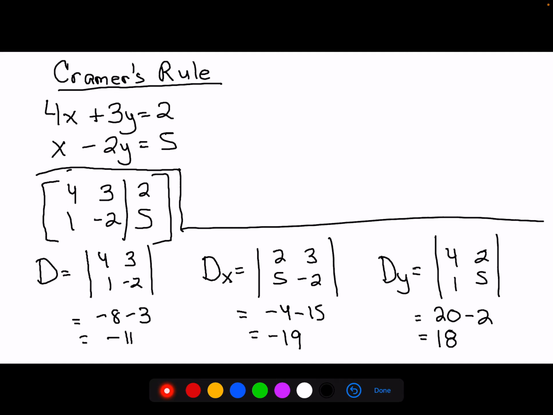So notice that the initial capital D, that matrix, we're doing the determinant of just the 2 by 2 that had the coefficients. Then the D sub x, we were doing the determinant where we put the 2 and the 5 answers in place of the x coefficients, but left the y coefficients alone. And the D sub y, we left the x coefficients alone, and then replaced the y coefficients with the 2 and the 5. And we found determinants in all three cases. Okay, so come back to that in a minute.